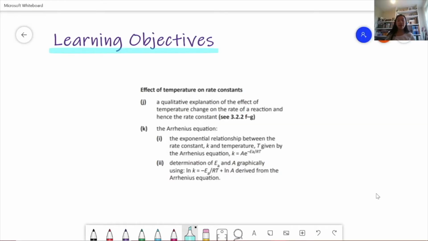Today we're going to be learning about the effect of temperature on rate constants. So our learning objectives are to explain the effect of temperature change on the rate of a reaction and hence the rate constant. And then we're going to look at the Arrhenius equation, so the exponential relationship between the rate constant and temperature. We're also going to be able to determine the activation energy and A graphically using this equation derived from the Arrhenius equation.